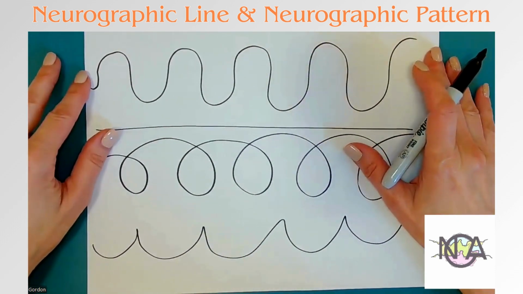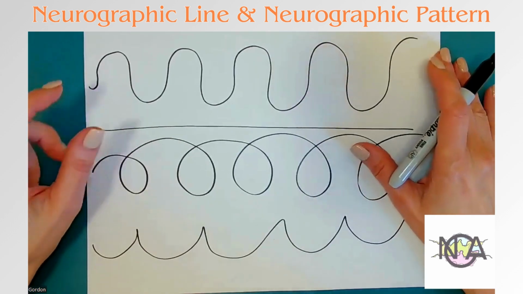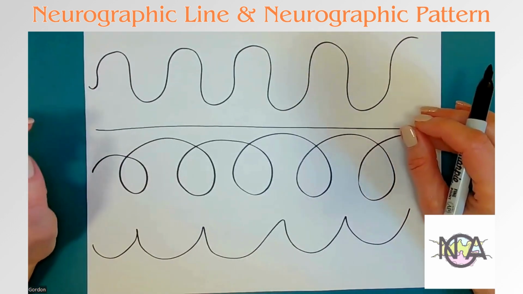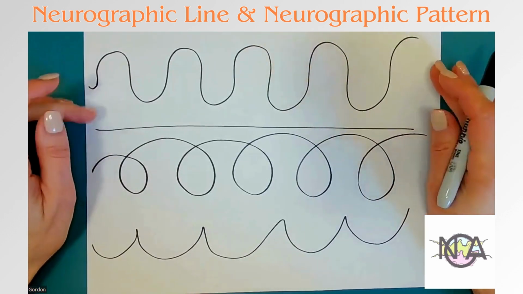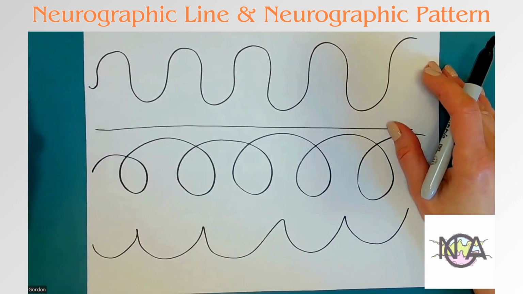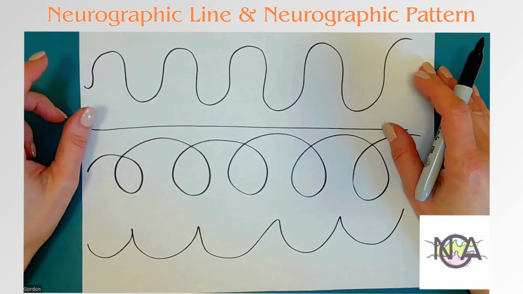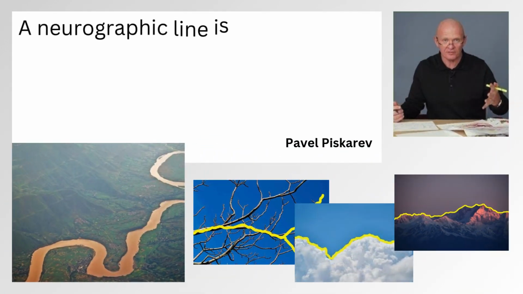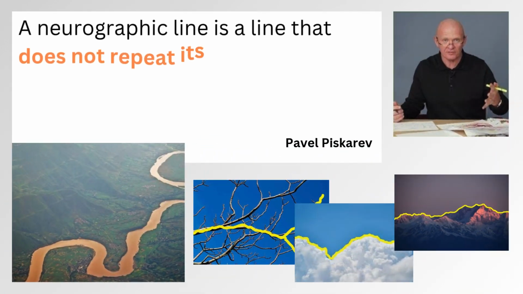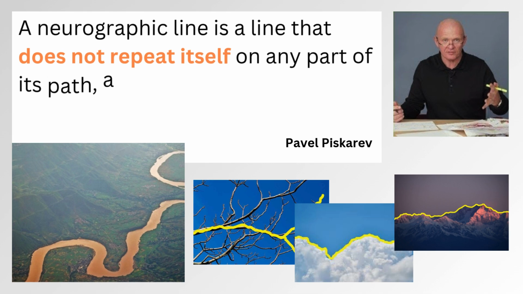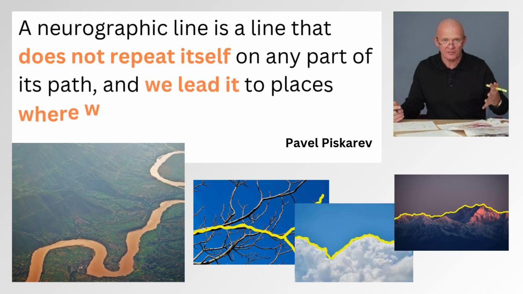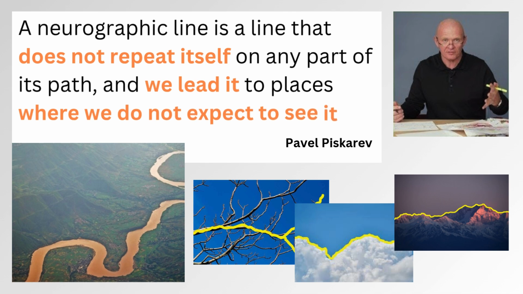So what do we see here? Why they are not neurographic lines? When I read you the definition of the neurographic line by the author of the method, you will understand it. A neurographic line is a line that does not repeat itself on any part of its path, and we lead it to places where we do not expect to see it.